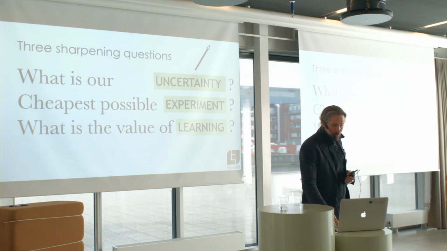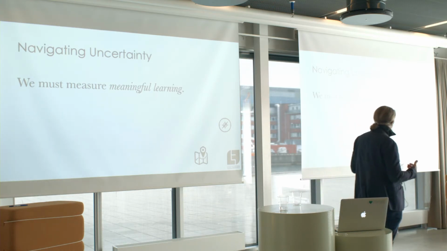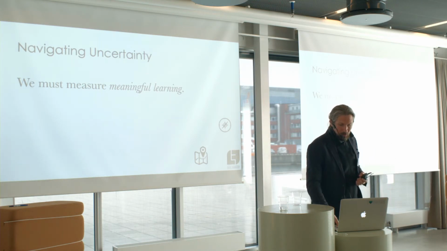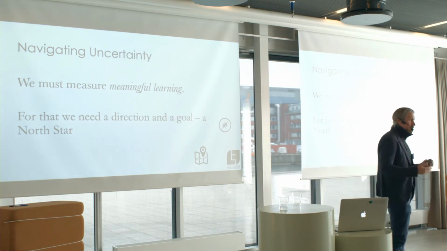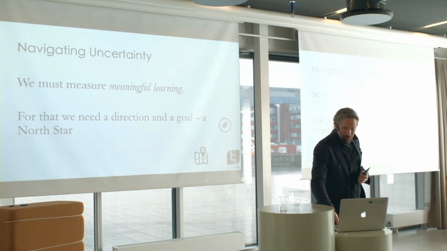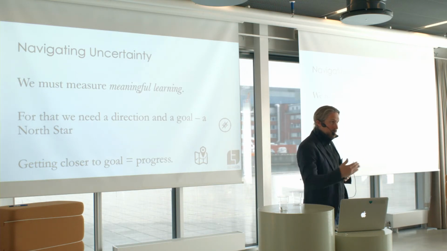We talked about uncertainty and we talked about the experiment, but how do we know the value of the learning? Well, we must find a way to measure what meaningful learning is to us. And for that to happen, we need a direction and a goal, because if we don't have a goal, we will experiment in circles. We will run around like a hen, searching for learnings, but we have no direction. And getting closer to that goal, that's progress. So if we learn something that takes us closer to our impact goal, we have meaningful learning.